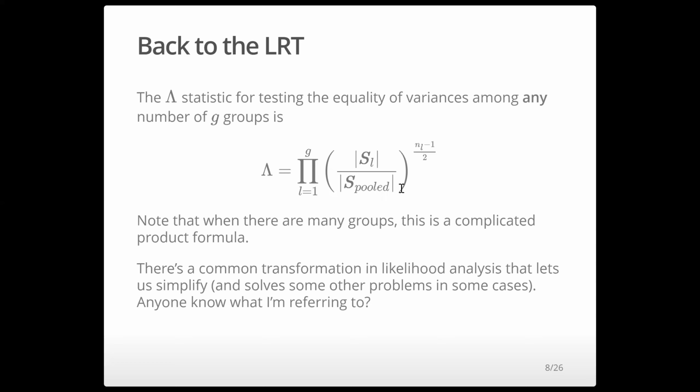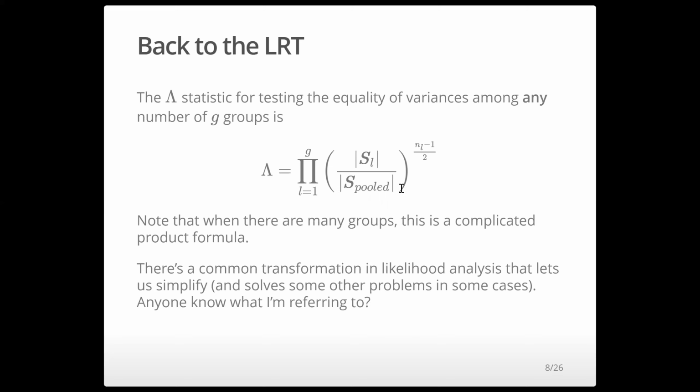So as in last week, we're using lambda as our initial test statistic, here for checking equality of variances. And here is the general form for any number of G groups. Remember, we're focusing on 2 groups this week, so we may come back to this form for G groups, but this is the original general form. And when we look at an example, we'll be focusing on 2 groups for now.